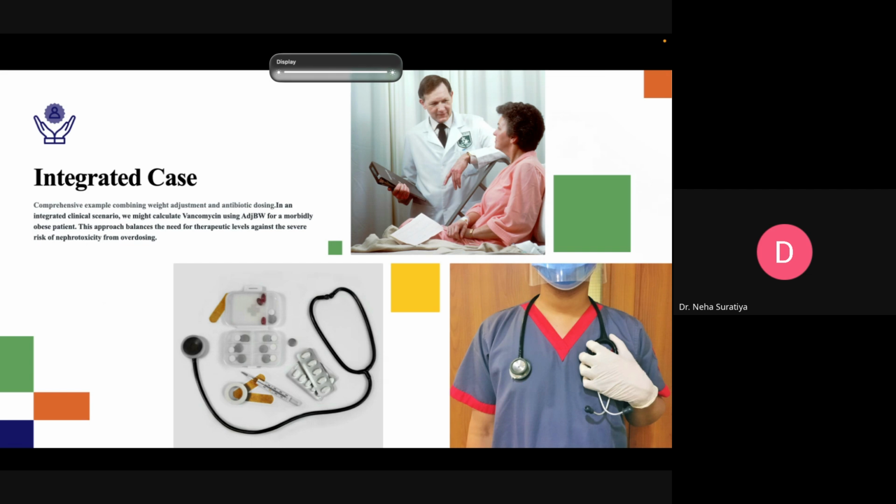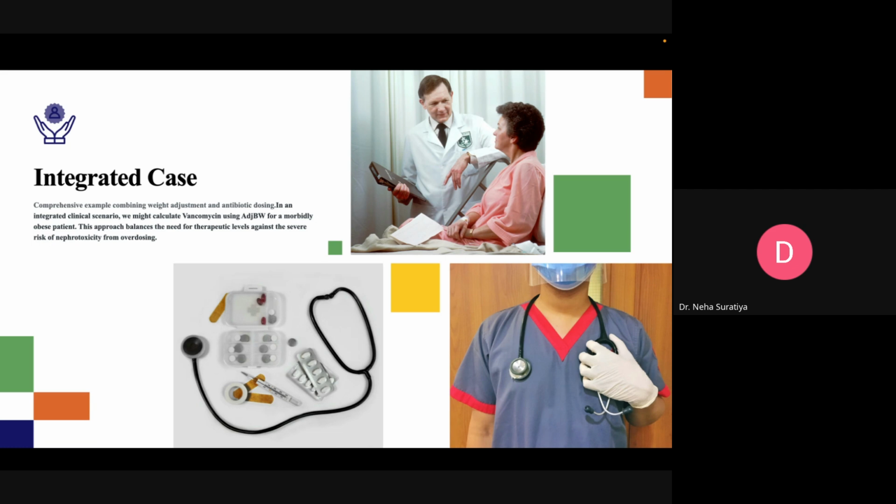Okay, we have one case to understand. This slide brings everything together: weight adjustment, drug choice, and safety. The scenario is a morbidly obese patient. The drug being used is vancomycin, which has a high risk of nephrotoxicity. So the approach is very simple.